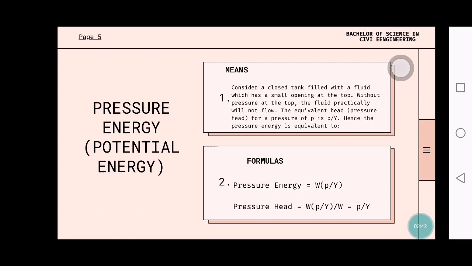energy is equivalent to gamma. You know the weight density. So the formula for pressure energy is equal to W times P all over weight density. The pressure head is equal to W times P all over weight density all over W, which is equal to P over weight density.